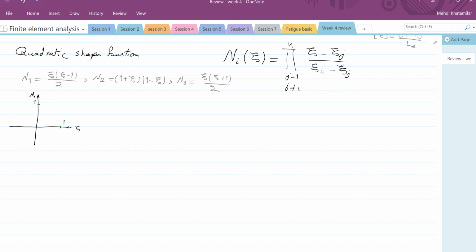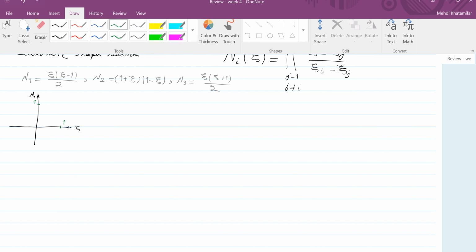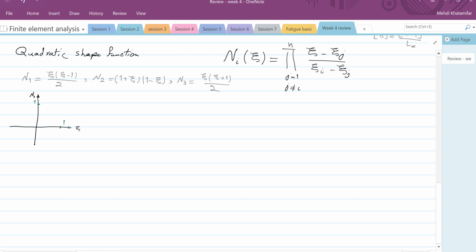Okay, so where is -1? -1 is here. So for n1, if I put psi -1, it is going to be 1. So 1 point is going to be at the left side. It is going to be 1. Is it correct or not?